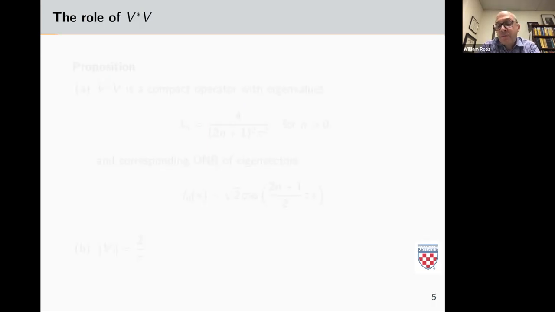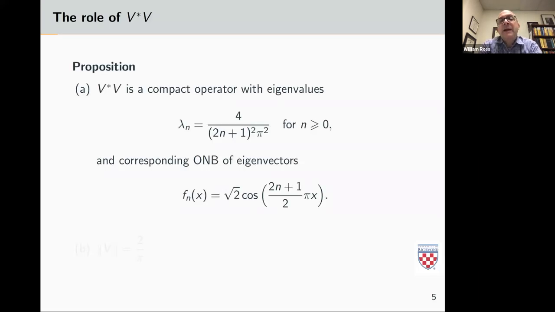Now that we have the adjoint formula, an important piece of understanding the Volterra operator is to understand V star V. This is a self-adjoint operator, and it's actually compact, and we can pick off its eigenvalues and the corresponding orthonormal basis of eigenvectors. By the way, these Fn's are unit vectors in L2[0,1], and by using a Fourier cosine series in L2[0,1], this is actually an orthonormal basis. And then from this, I'll also show you that the norm of the Volterra operator is 2 over pi.